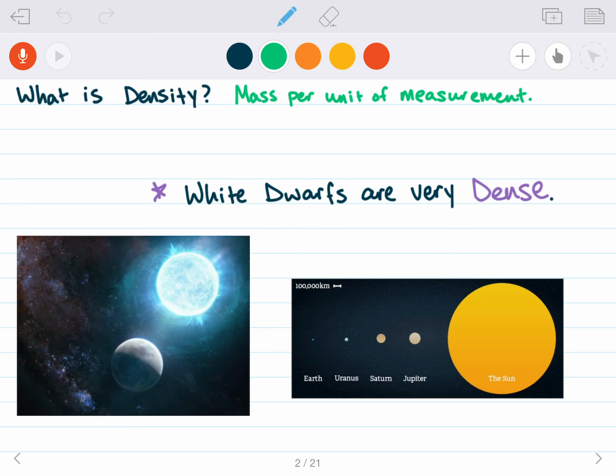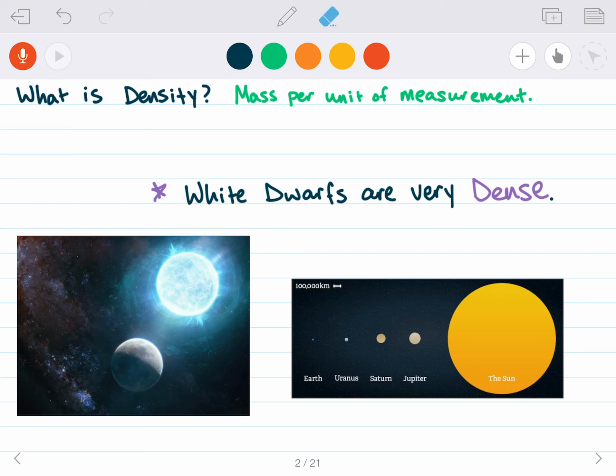So the first thing is, intuitively, what is density? Density is basically how much stuff something has in it, right? So it's the mass per unit of measurement. One way to think about it is, if you have a crumpled up piece of paper, that's the size, and then you have an apple that's the same size. Well, the apple is going to be more dense because it is heavier with respect to the size, right? So these are both the same size, but the apple is more dense.